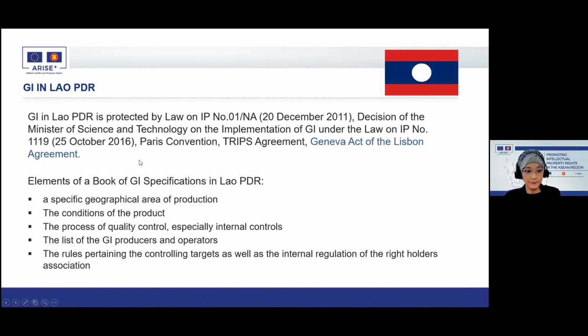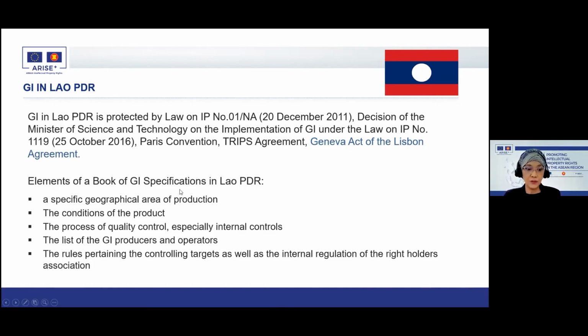In Laos, Laos provides protections for GI under several national laws as well as ratified international legal instruments. And just like Cambodia, Laos has been a member of the Geneva Act of the Lisbon System.